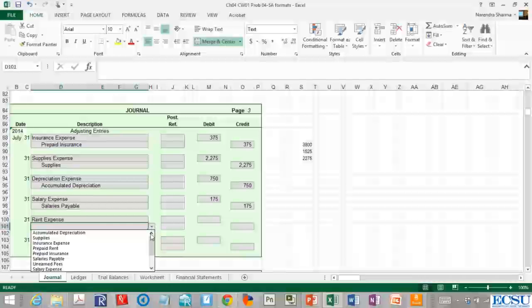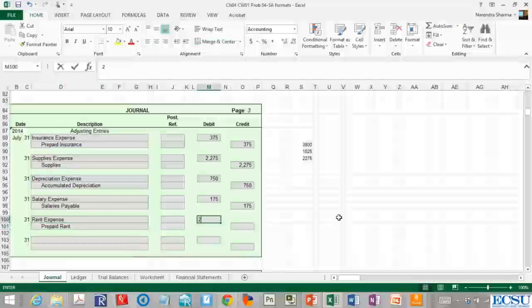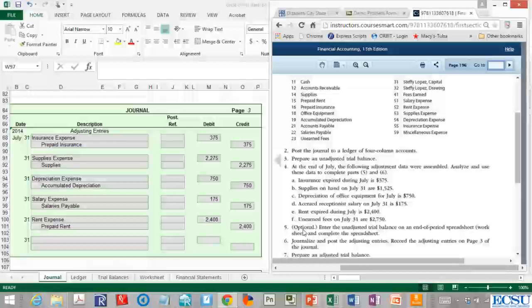So let's find the prepaid rent, and the amount is given to you directly, 2400. So that is all that we are going to do, 2400. Now the next issue is, let's go to number F. It says unearned fees on July 31st are 2,750.